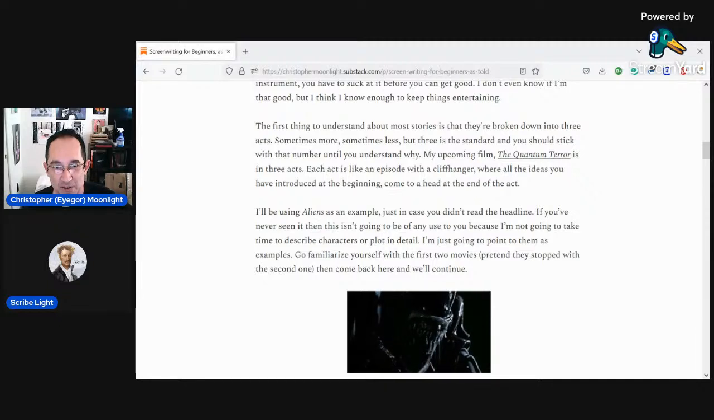So each act is like an episode with a cliffhanger where all the ideas you have introduced at the beginning come to a head at the end of the act. I'll be using Aliens as an example, just in case you didn't read the headline.